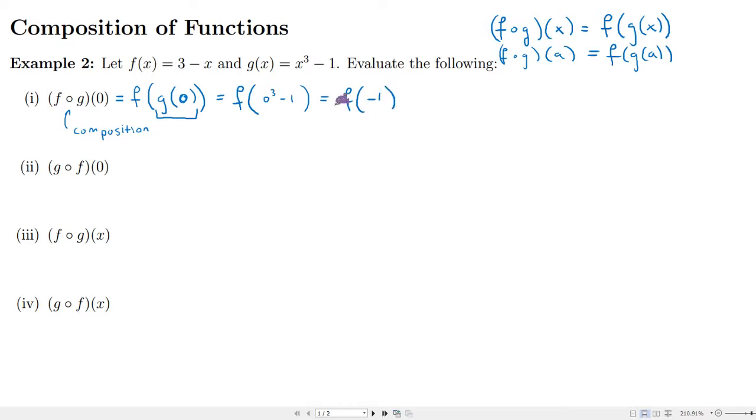And see, we're just carrying along f. We haven't evaluated that yet. And then you will evaluate this at negative 1. So now that'll be 3 minus negative 1. So that'll be 3 plus 1, which is actually 4.